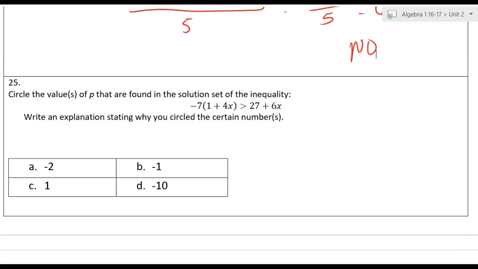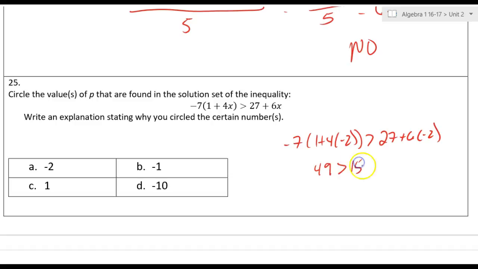And finally, number 25. They tell you, here's your inequality. Explain if these values down here are going to work. The only way to figure it out is to plug those values in and see if they make a true statement. Plugging in negative 2, I'm going to do negative 7 times (1 plus 4 times negative 2), and when I do that I get 49. Then it's going to be greater than 27 plus 6 times negative 2, and I get 15. So the question is, if I plug in negative 2, is 49 greater than 15? The answer is yes. This one works.